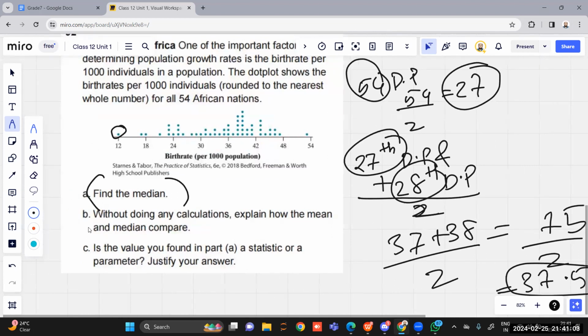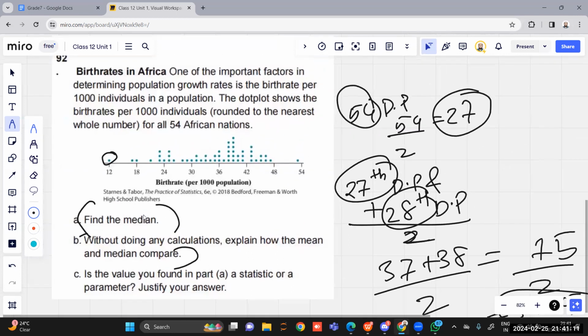Okay. Without doing any calculation, explain how the mean and median compare. So without doing any calculation, we have to explain. We'll need to draw the distribution of the data, then only we can compare. How is the data? It's skewed to the left. Very good, skewed to the left.